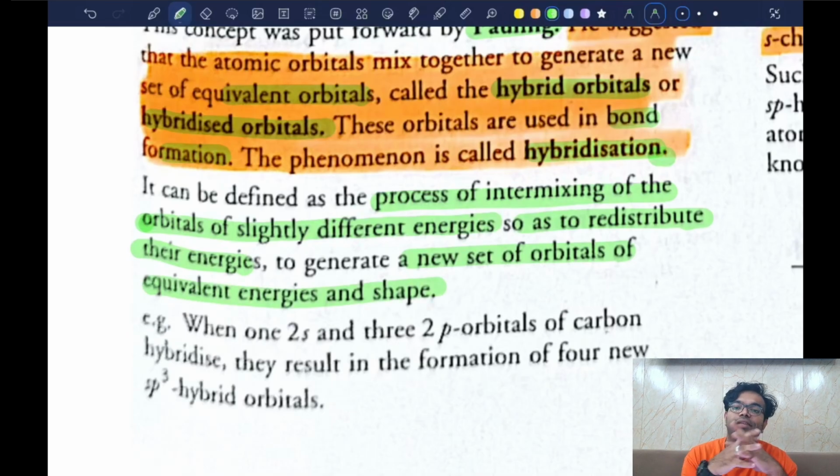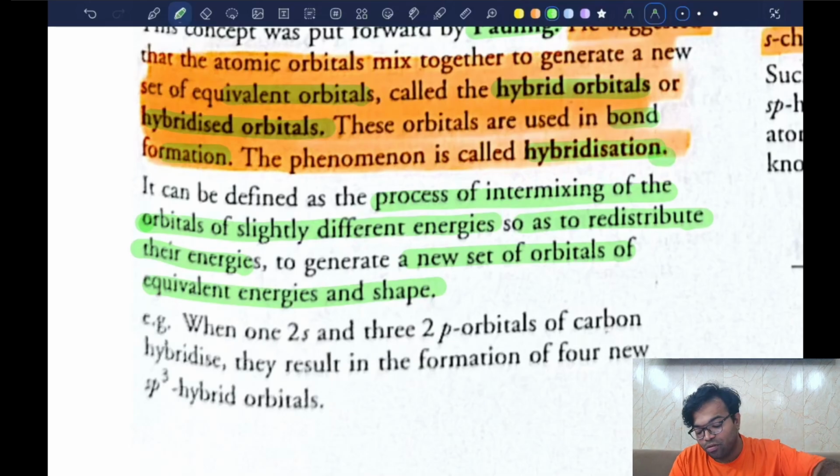So, what happens here? Ideally speaking, when these two orbitals come in contact with each other, there is a small imbalance happening. Because these orbitals have different energies, the bonding is not balanced. To overcome this, you try to create a new type of orbital. Orbitals are required for bond formation, and even the hybridized orbitals are going to be used for bond formation only.